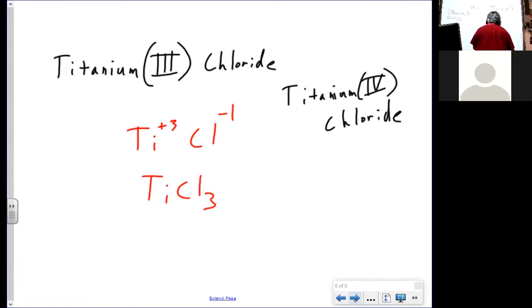it will be titanium with a what charge? +4. Chlorine with a what charge? Crisscross makes you jump. Titanium 4 chloride will be TiCl4.